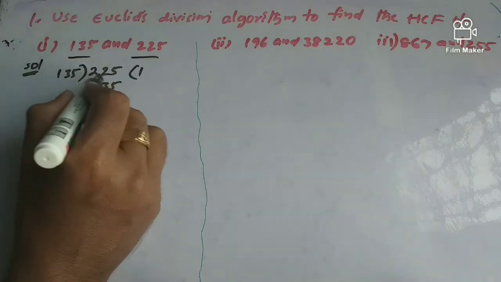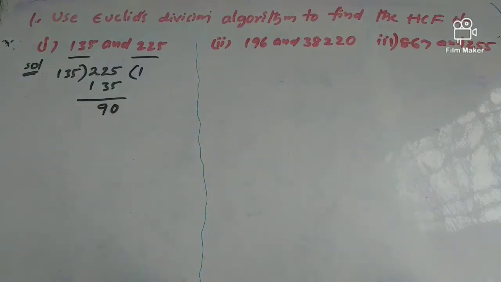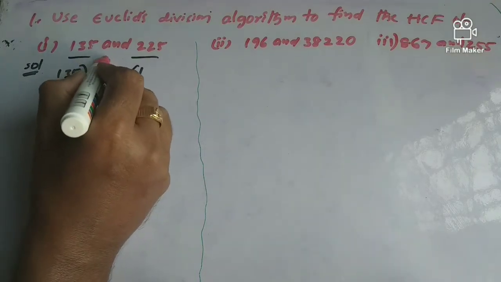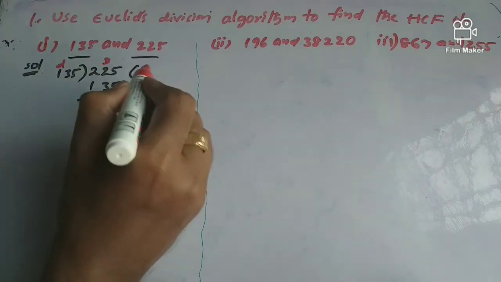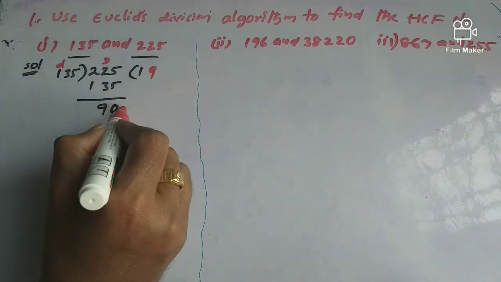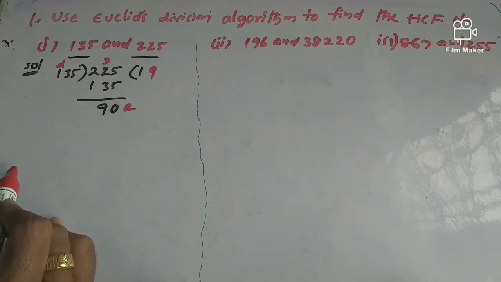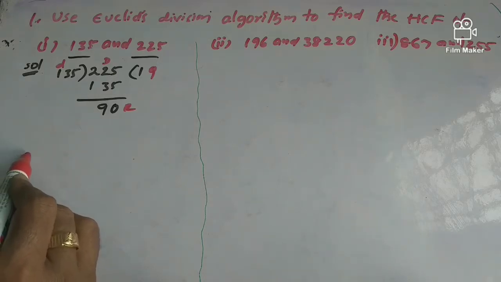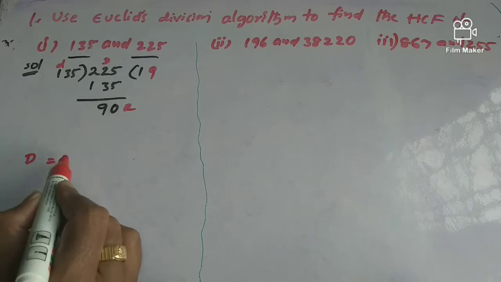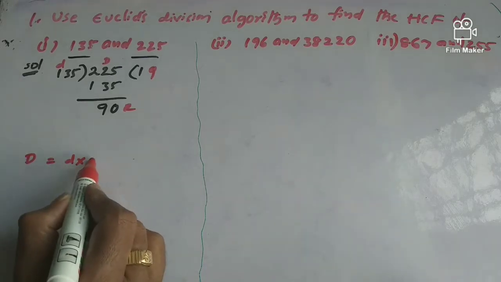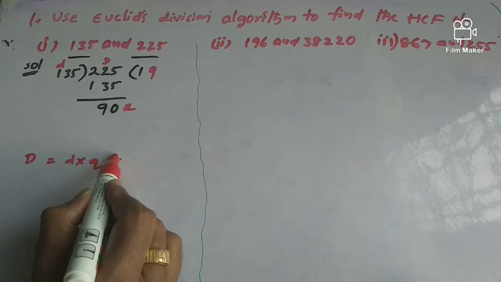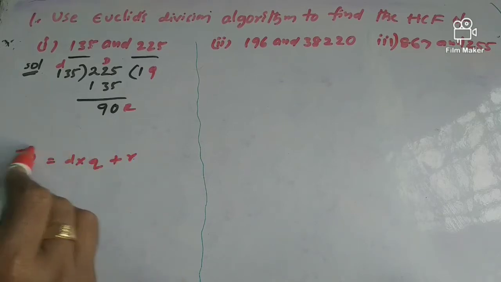Here 225 is called the dividend. This is the dividend, this is the divisor, this is the quotient, this is the remainder. Okay, we call that. Now we have the division algorithm formula: dividend is equal to divisor into quotient plus remainder. This is the division algorithm.